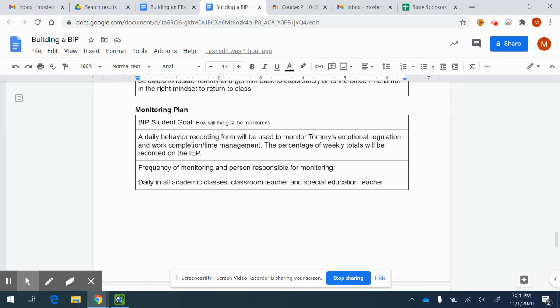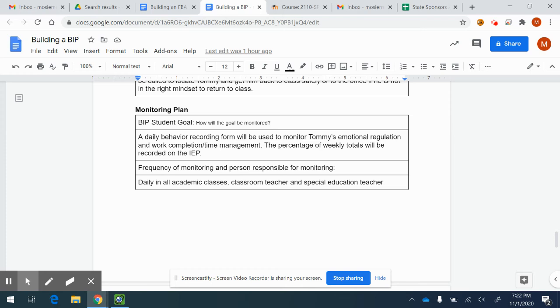And then the last piece of this is the monitoring plan. So the monitoring plan is all about how we're going to monitor all of the pieces of his behavior intervention plan. So the first one is how we're going to monitor the goal. So we're going to monitor the goal, or in this case, goals, for Tommy's behavior plan. These goals are actually going to be the same goals written in his IEP under the area of behavior. So he will have two behavior goals.